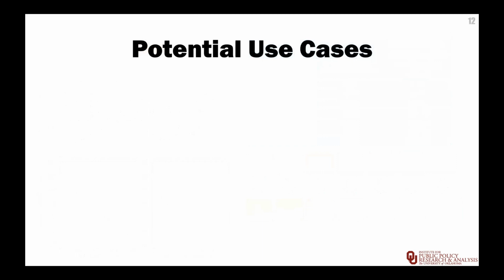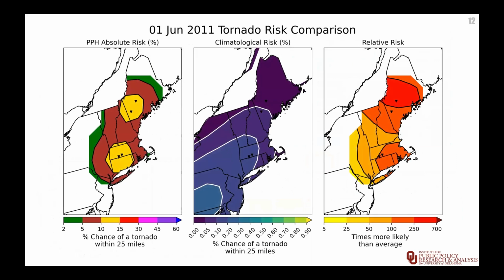So, some potential use cases now that we understand our data set a little bit better. The case that inspired me to look at relative risks and got me really excited about the potential was June 1st, 2011, which featured a long-track EF3 tornado in southern Massachusetts. Note that when we look at that practically perfect, based on where those tornado reports are, the little black triangles, we've got two areas of a 10% chance of a tornado within 25 miles.